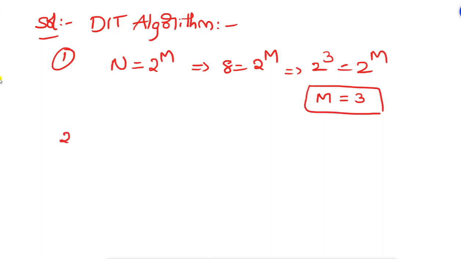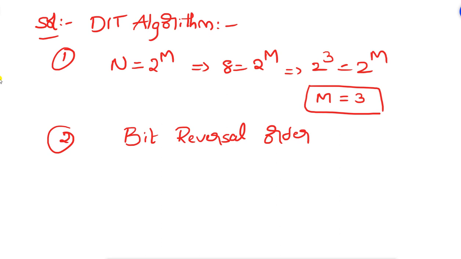Step 2: the input sequence is shuffled and follows bit reversal order. What is bit reversal order? We should follow the bit reversal order. So instead of taking the sequence 0 1 2 3 like that, we should consider bit reversal order.